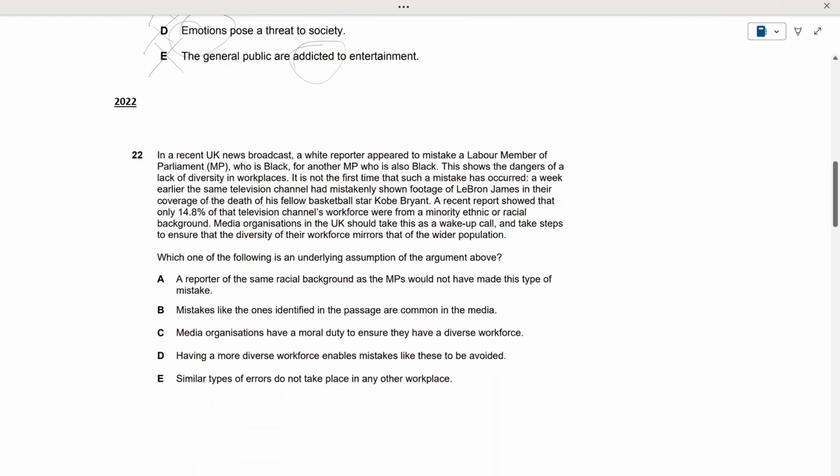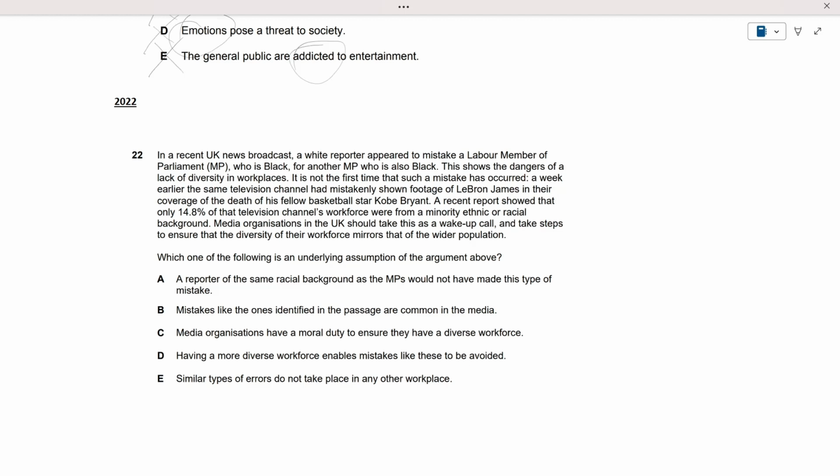2022, question 22. In a recent UK news broadcast, a white reporter appeared to mistake a Labour Member of Parliament, who is black, for another MP who is also black. This shows the dangers of a lack of diversity in workplaces. It's not the first time that such a mistake has occurred. A week earlier, the same television channel had mistakenly shown footage of LeBron James in their coverage of the death of his fellow basketball star Kobe Bryant.